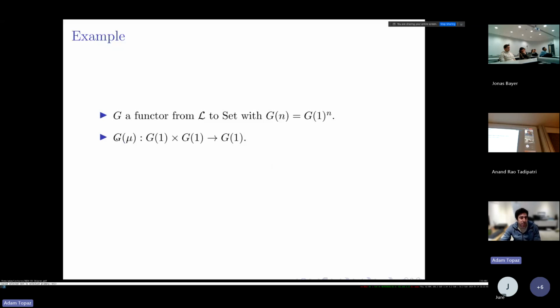Namely, G of mu is going to be a map from G of 2 to G of 1. And G of 2 is G of 1 cross G of 1. So G of mu gives me a function from G of 1 cross G of 1 to G of 1. Similarly, G of epsilon will correspond to an element of G of 1. And G of sigma is going to correspond to a function from G of 1 to G of 1.